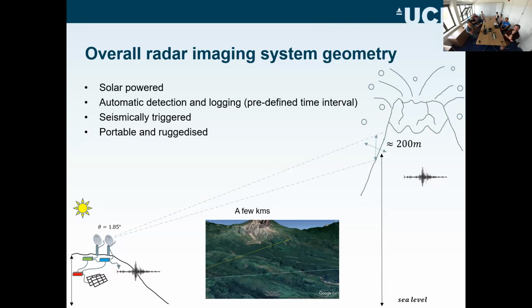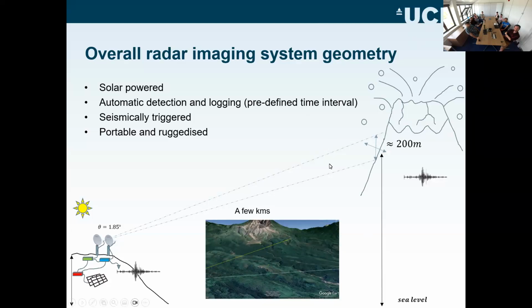On the bottom corner, you'll see the radar system. The antennas will focus a beam and map a small spot on the mountain side of the volcano with a small beam width, say 1.85 degrees for the antennas. At several kilometers, this will map a footprint of about 200 meters on the volcano. And on the bottom here is a Google Earth picture of what the radar would see of the volcano from the site.